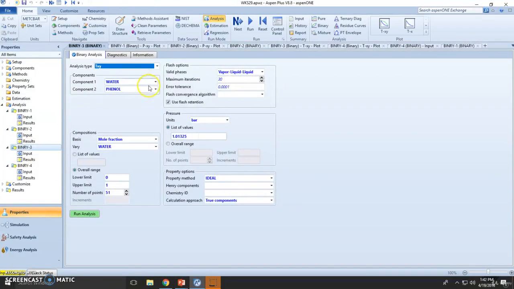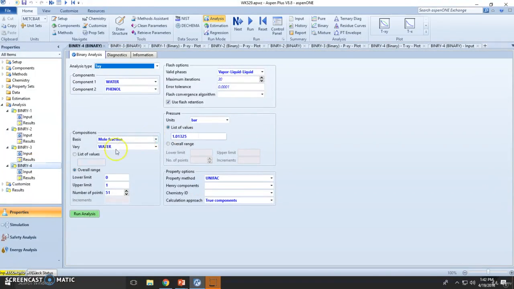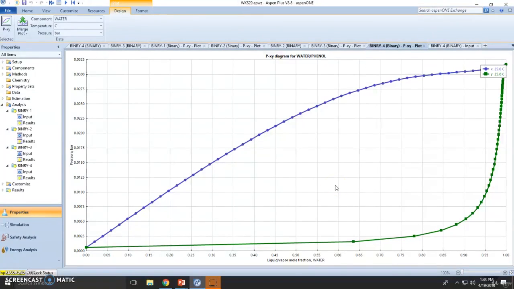Now let's do a real solution. PXY diagram for water, phenol, still water. Temperature will be 25 Celsius and vapor liquid phases are valid. Let's run. And we get this. Very similar to the previous one. Let me run the analysis for the same system using UNIFAC, still water, vapor liquid, and 25 Celsius. So clearly we have a different interaction compared with the ideal model.